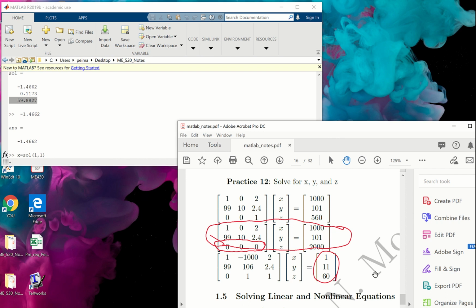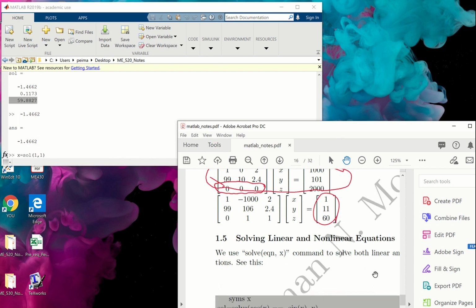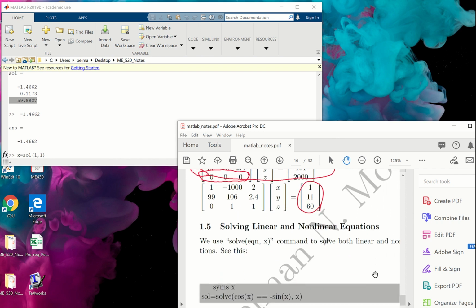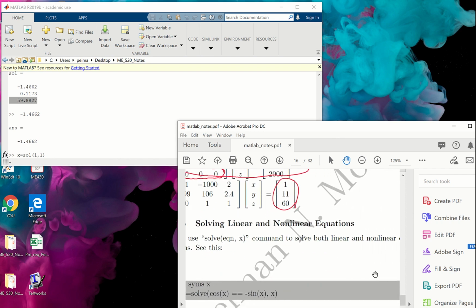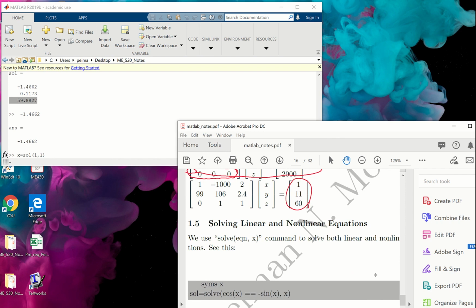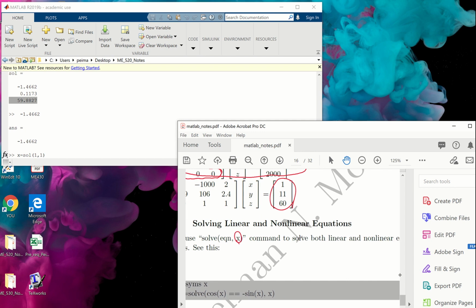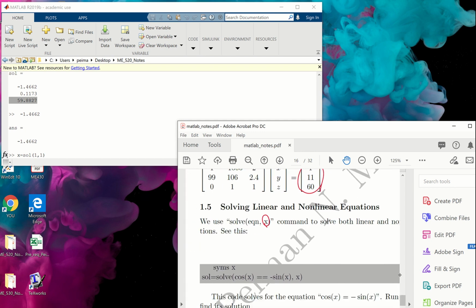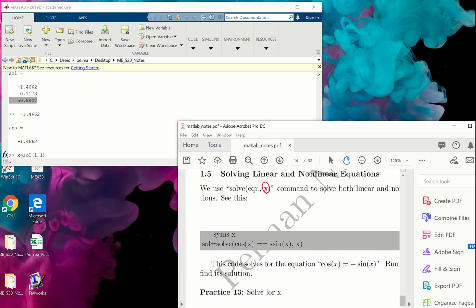That's right. Okay, after solving a set of linear equations, now it's the proper time to solve linear and nonlinear equations, both as a general case. So we use the solve command with the equation and the variable that you are trying to solve, to solve both linear and nonlinear equations.